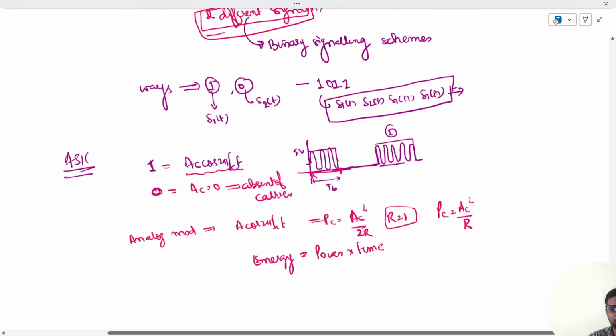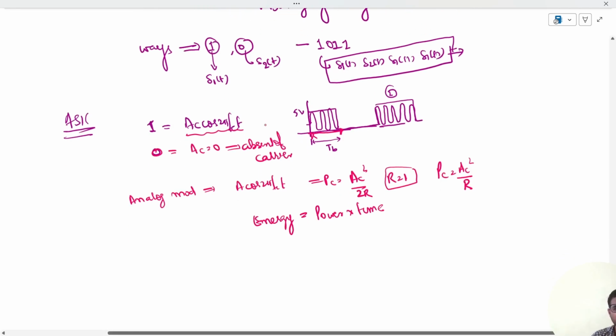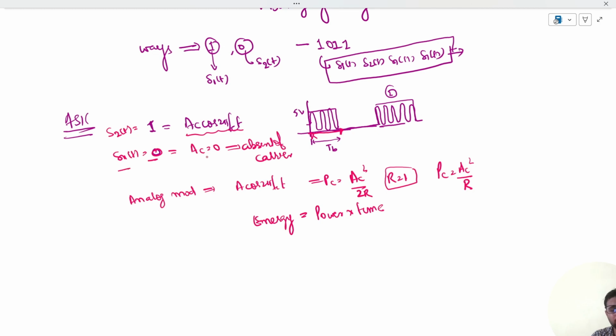So here, let us represent this signal as S2(t) and this signal as S1(t). Let 0 be represented by S1(t), that means no signal is there, absence of carrier. And S2(t) is represented by Ac cos 2πfct, that is, the carrier is there. We are basically multiplying the carrier with 1 and 0.